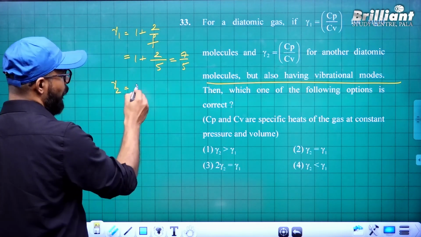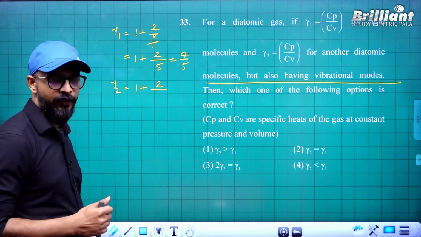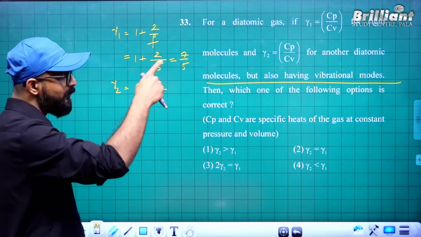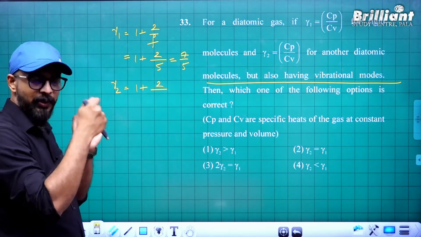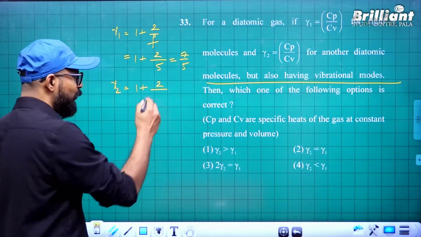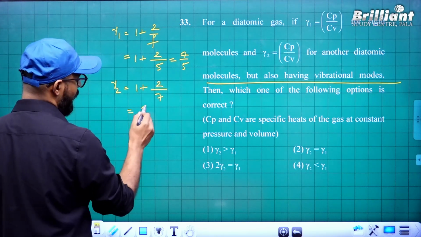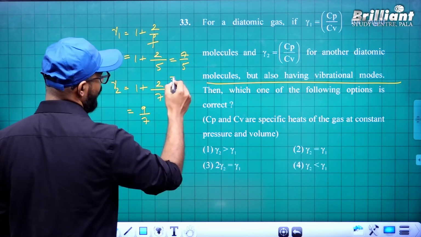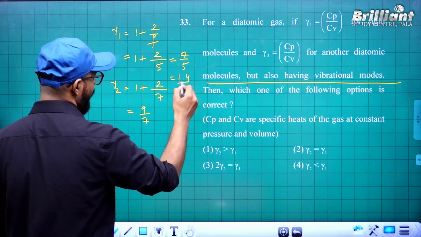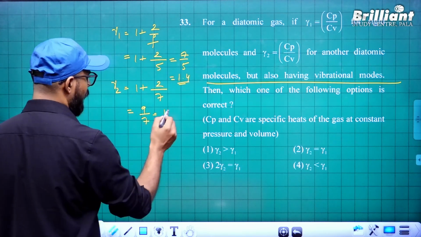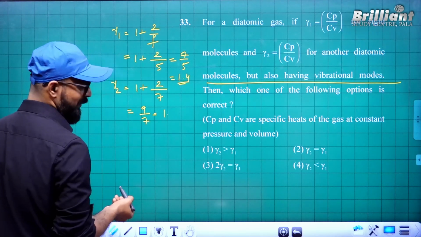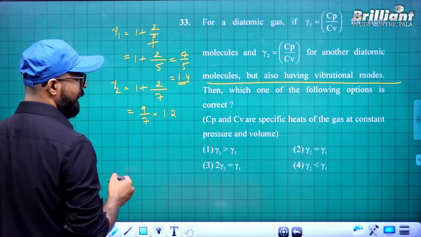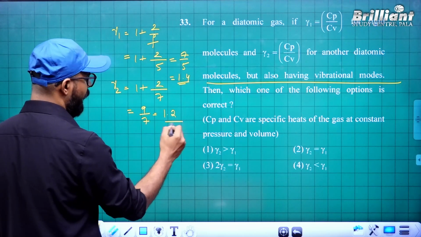For gamma 2, it is going to be 1 plus 2 divided by the degrees of freedom: 3 translatory, 2 rotatory, and plus 2 potential energy terms because of the vibration. Kinetic energy plus potential energy will be there when it comes to vibration. So there will be 2 added from this, so 7. So the answer is 9 divided by 7. Whichever is the higher value: 5 4s are 20, 7 2s are 14, so 1.2 something we are getting.